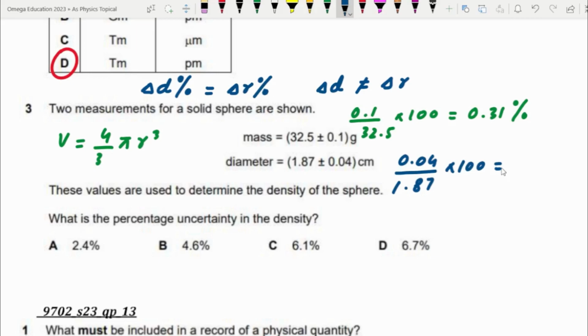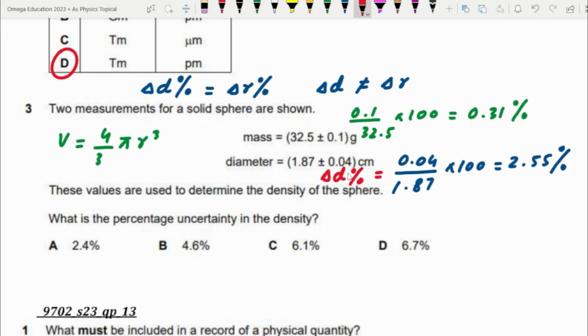0.04 divided by 1.87 times 100, you get 2.55. Okay, so that much percent. So this is the percentage uncertainty in diameter. So this is delta d percent.